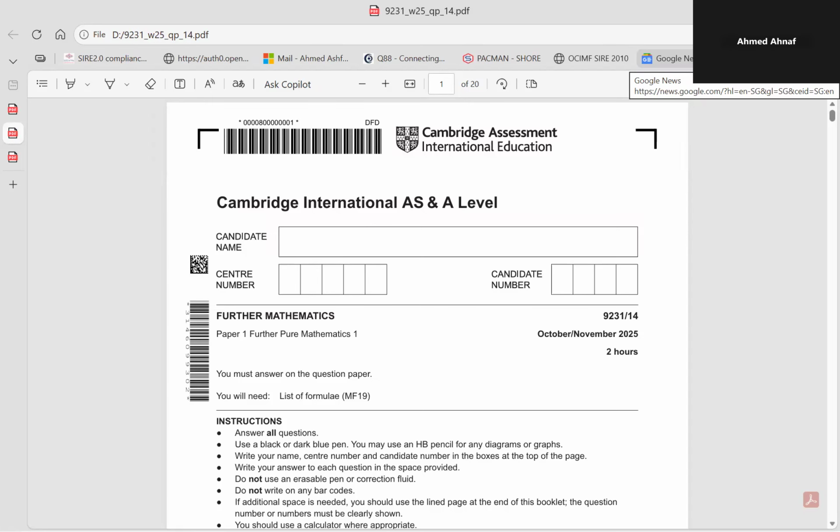Hi everyone. In this video, we're going to be doing A-Level Further Maths 9231, paper 14, Further Pure Maths 1, October, November 2025. This paper is 2 hours long, so we'll try to finish within that time limit.